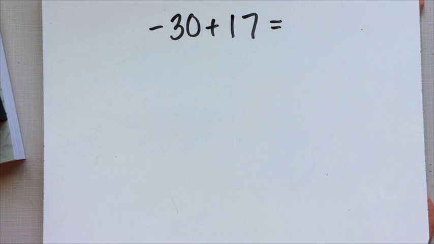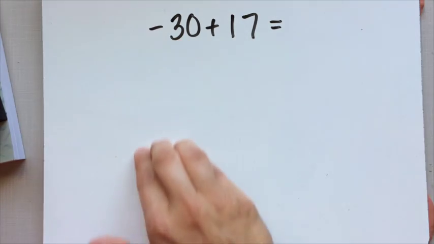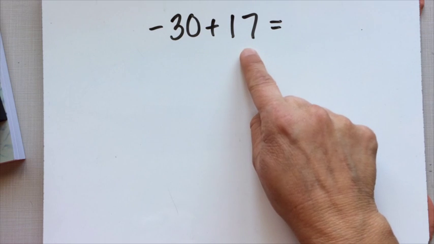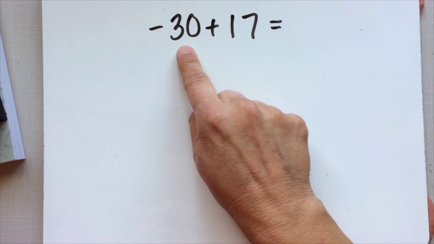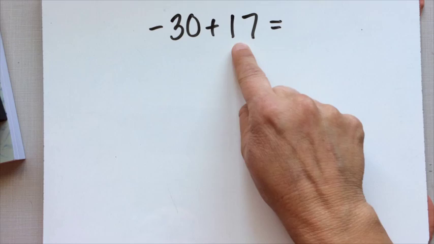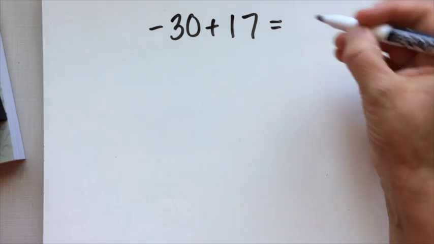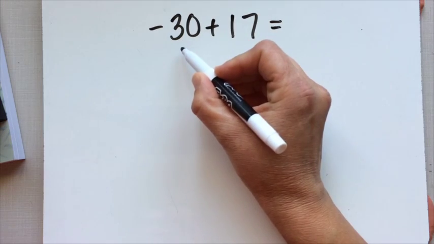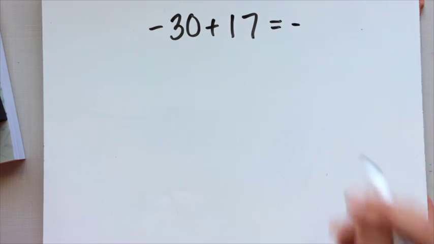All right, again, too big to use the tiles for. Instead, I'm going to imagine 30 red tiles here and 17 yellow tiles. I'm going to take 17 red tiles away to cancel out these 17 yellow tiles. But I'm going to have more red tiles left because I started with more of them. So that means my answer is going to be negative.